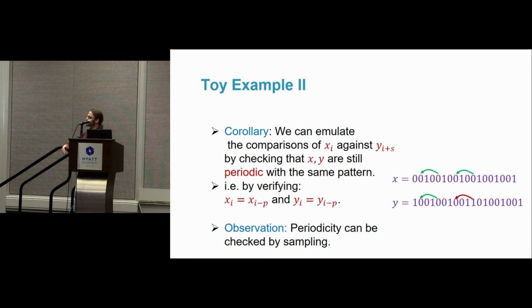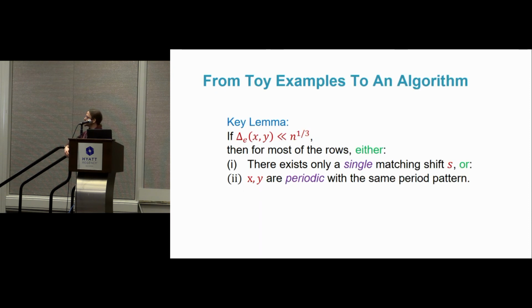So we have two examples, and in both of the examples we are fine, but what about the general case? This is the key lemma, which is quite informal, but it roughly says that if the edit distance between x and y is small, then either we are in the first example, where there is only a single matching shift s, or both x and y are periodic with the same period pattern. And then again, we are in good shape.